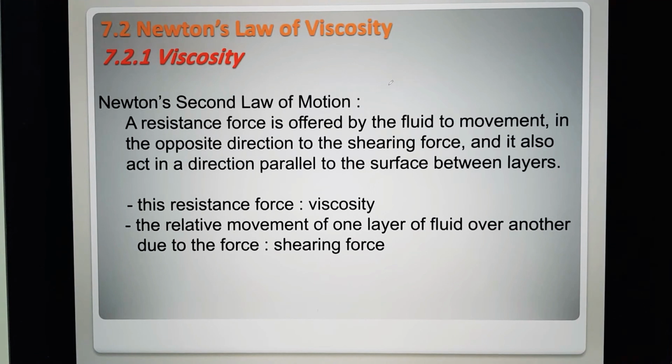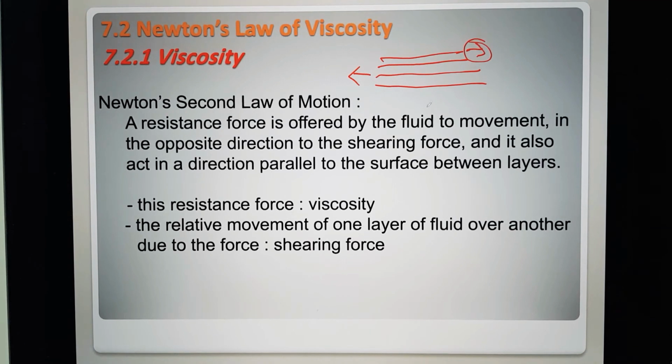For example, you have several layers of fluid. When the fluid flows, the fluid itself has several layers, but of course it cannot be seen by the naked eye. So when the top part of the fluid is moving, actually the bottom part of the fluid resists moving in this direction. When the top part is moving to the right, the bottom part moves to the left, because it resists following the direction of the top part of the fluid.